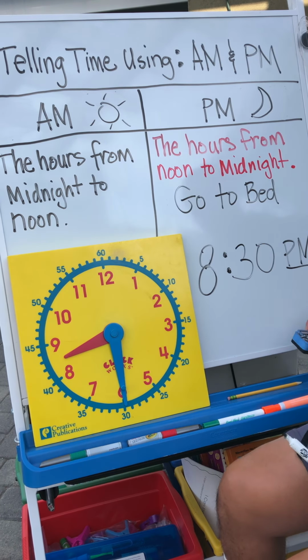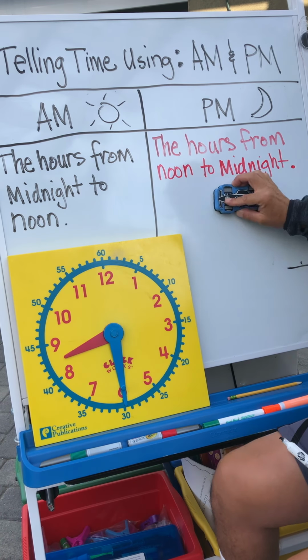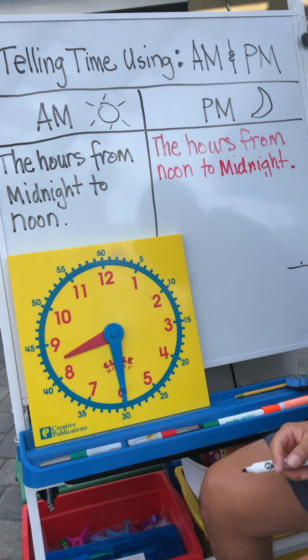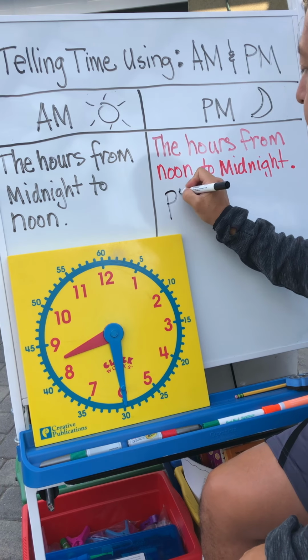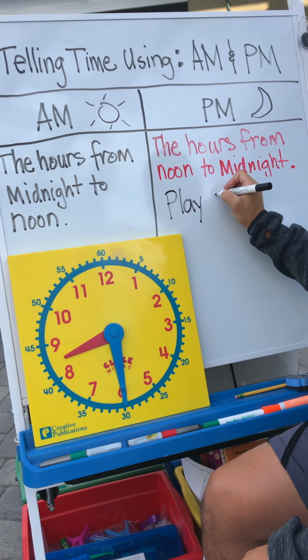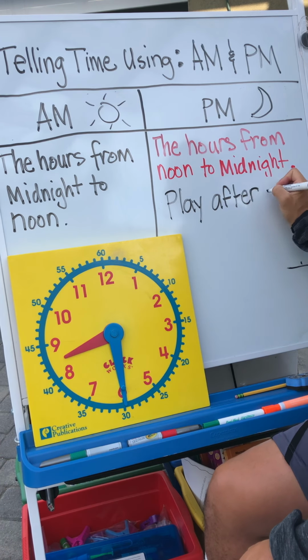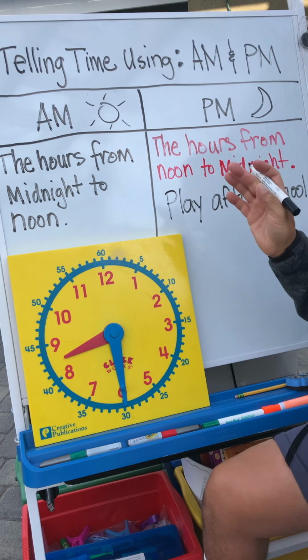Alrighty. Now, I'm going to try to trick you. So I'm going to change my time. Let me change my label. And I'm going to change my time. And this time, I want you to really think. Okay? Let's say we want to go play somewhere after school.